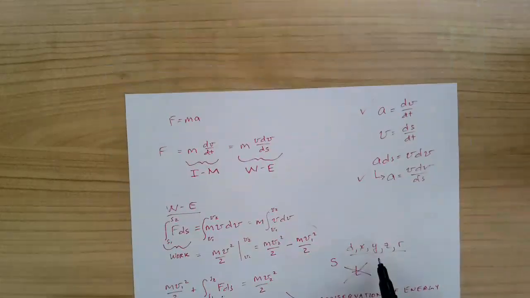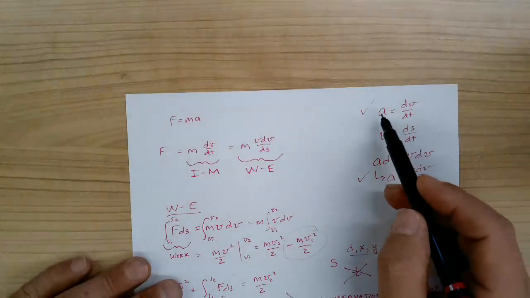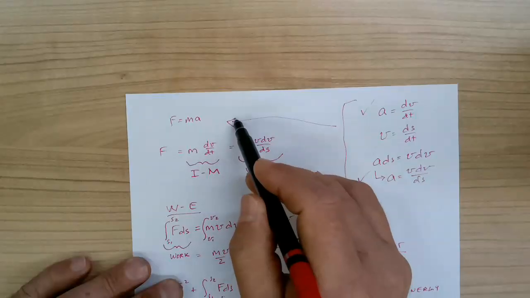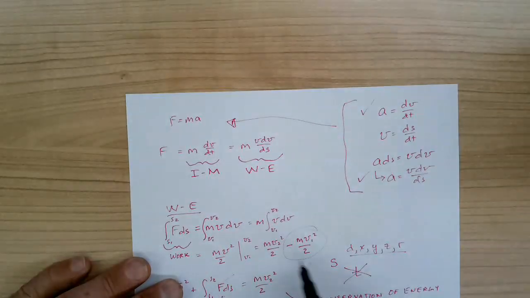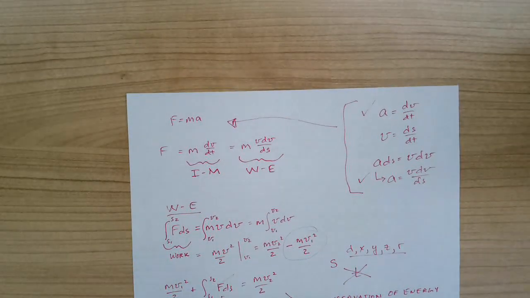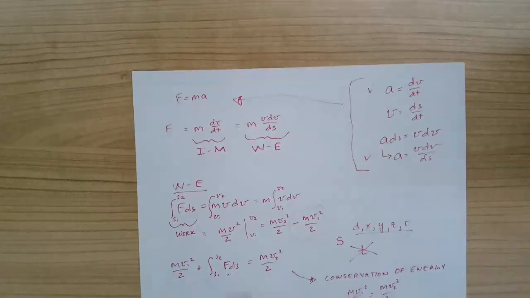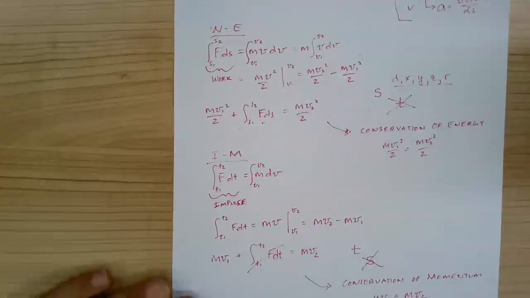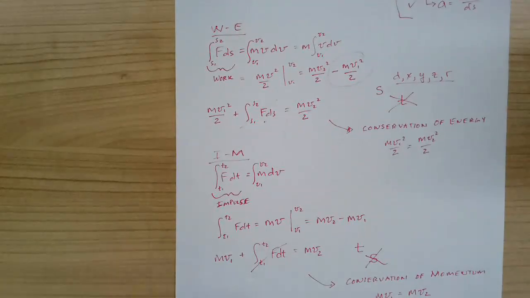All derived from our basic equations and substituted into F equals ma, and then rearranged into an intelligent, usable form that we can solve problems with. So that's the introduction to impulse and momentum and work and energy.